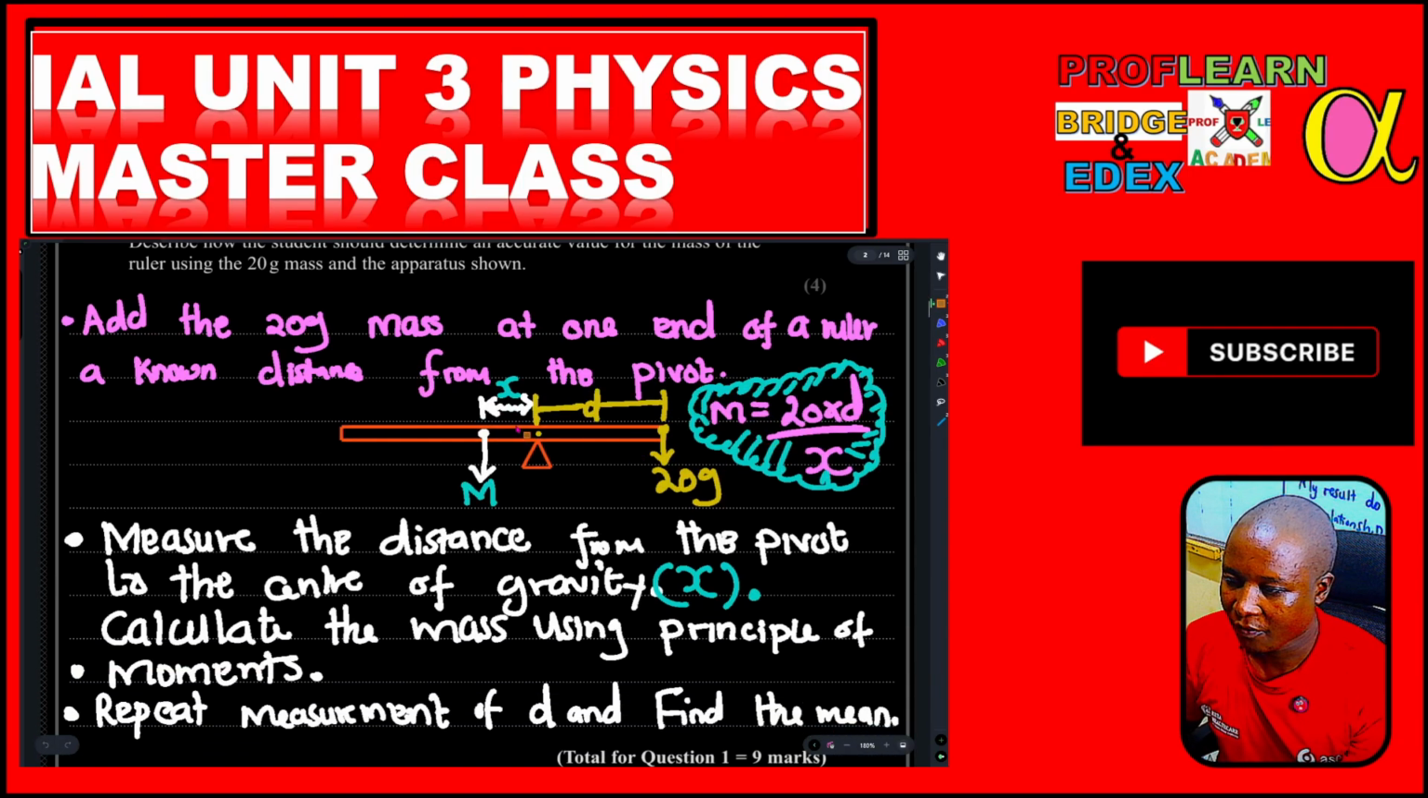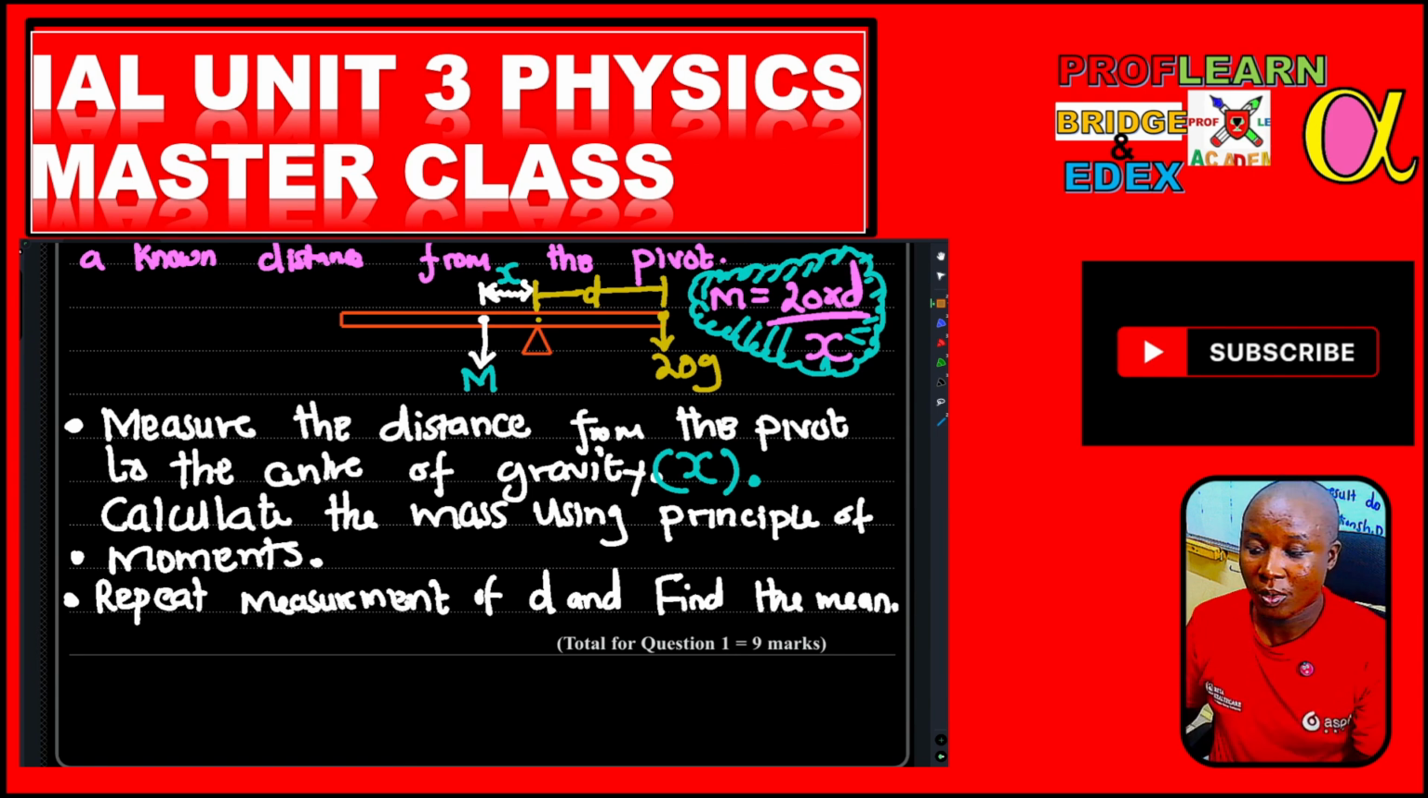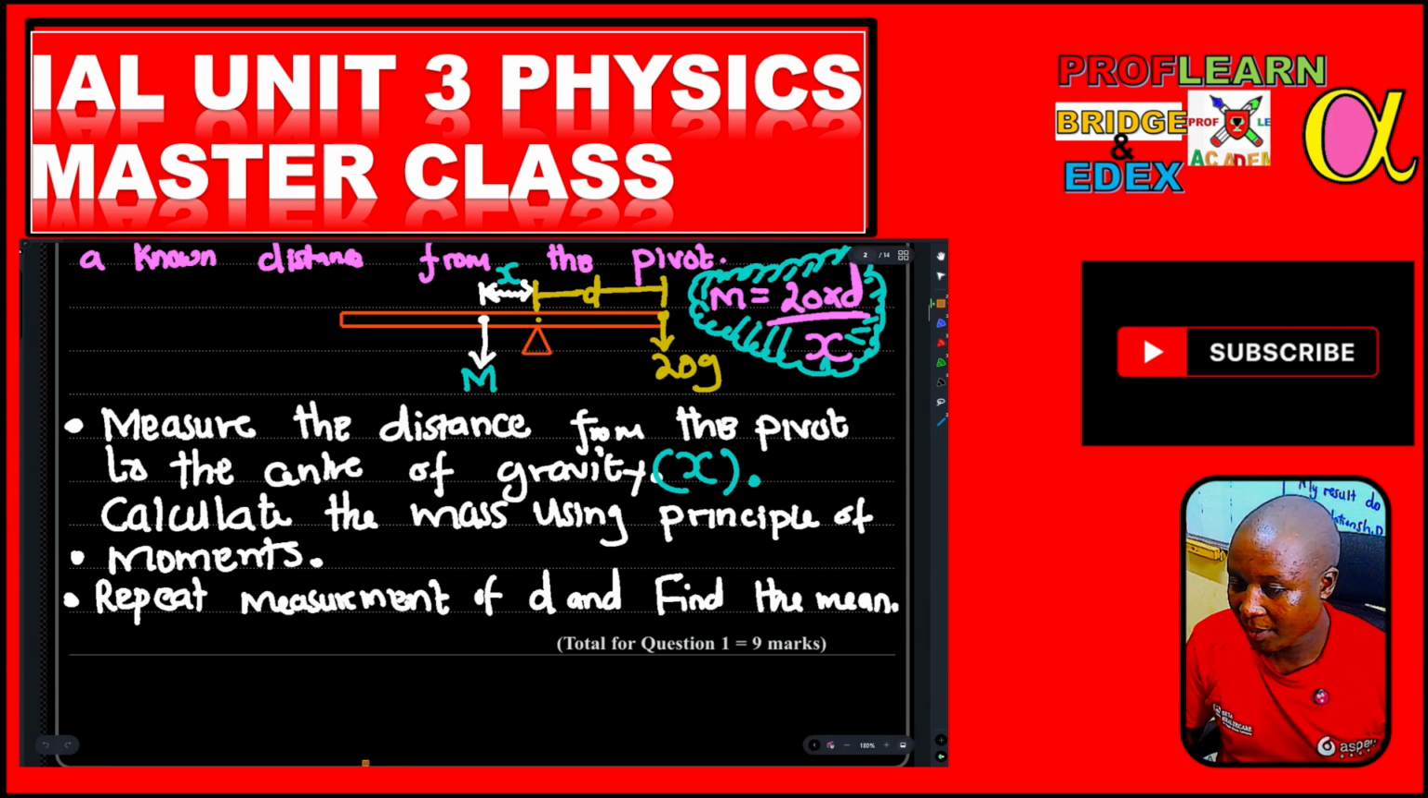So you can see, if we say clockwise moment equal to anti-clockwise moment, we can say m times x is equal to d times 20, and making m the subject of the formula will be able to get the mass of this particular ruler like that. So that's how you are able to determine the mass.